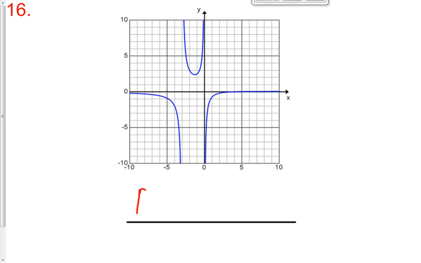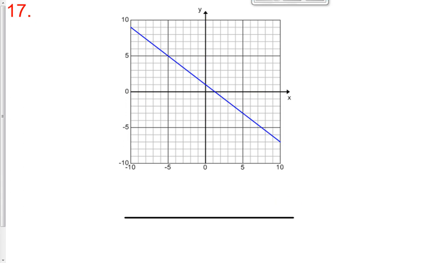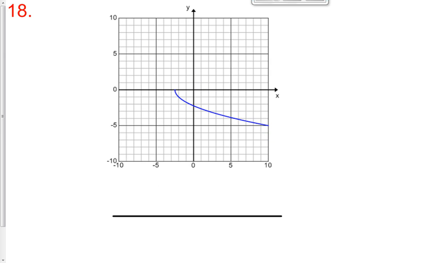16 is what we're studying this chapter. It's our rational function. 17 is linear. And 18 is our square root function. So those 18 are all looking at graphs and identifying their functions.